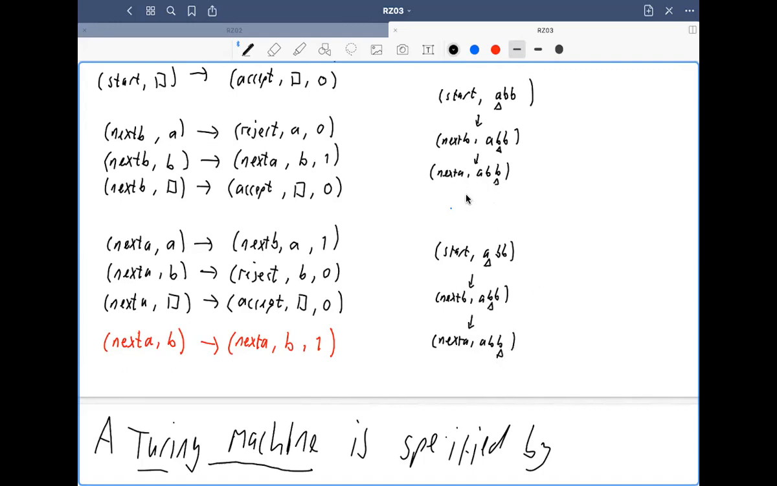And now in this configuration, we're in next A and we're looking at a B. And this is the configuration where we've got two different transitions we could take. From state next A looking at a B, we can either do what we would have done with the deterministic machine we had last week. So that goes to the state reject. It keeps the B there, and it doesn't move the head at all.